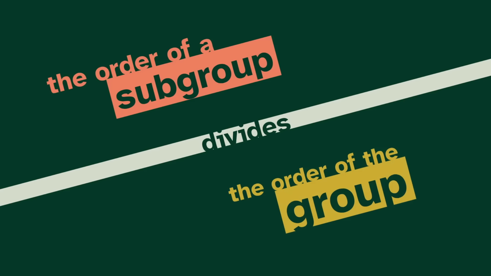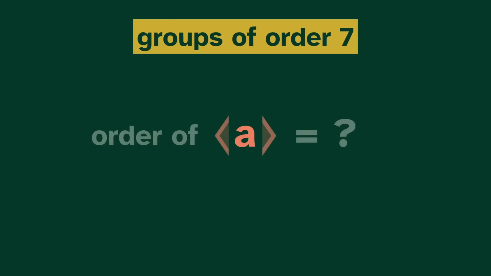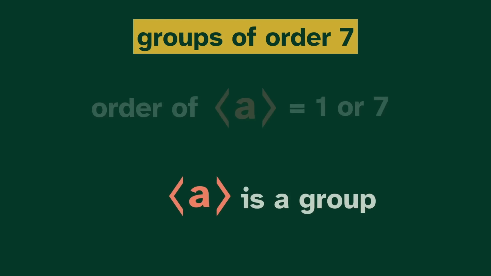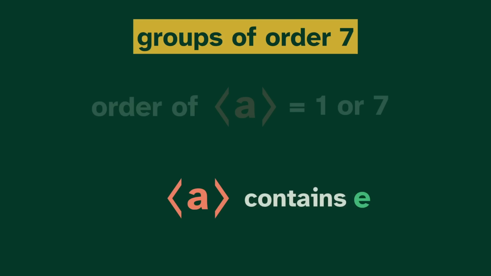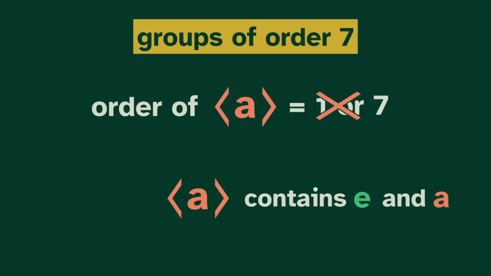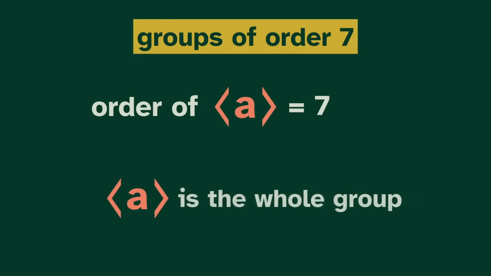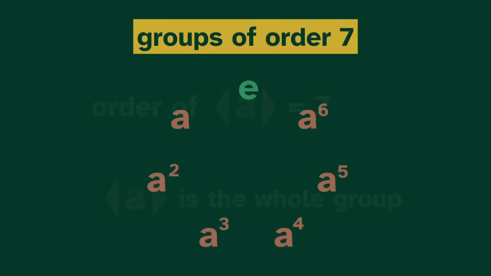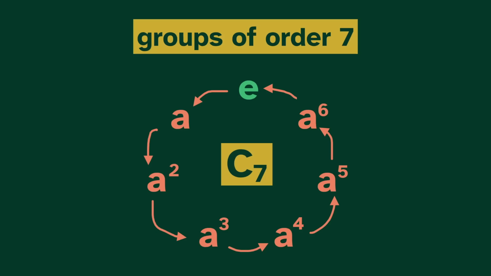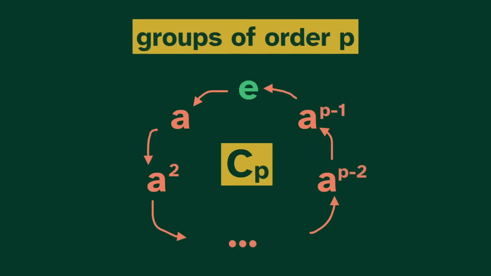And this fact will help us with the groups of order 7. Let's say we have some element A. What is the order of the A subgroup? It divides 7, so it's either 1 or 7. But the thing is, a subgroup is a group, meaning that it must follow the terms and conditions. It has to contain the neutral E. But it also contains A, so the order can't be 1, it must be 7. The A subgroup is the whole group. So we can just write the elements as the powers of A, meaning that this is a cyclic group. It's C7. And the same reasoning applies to any prime number.